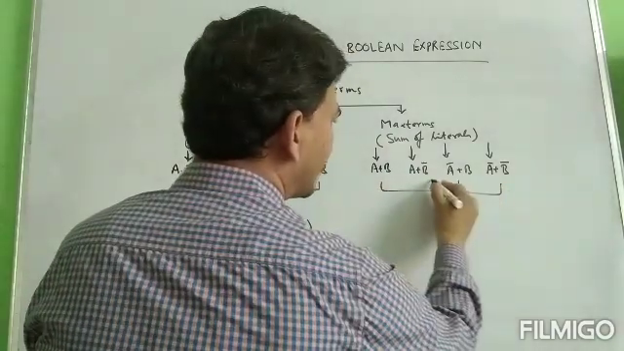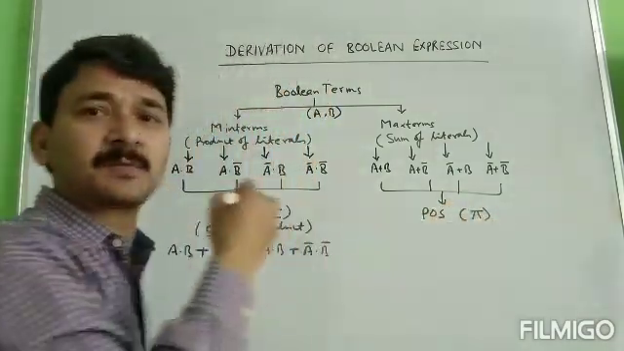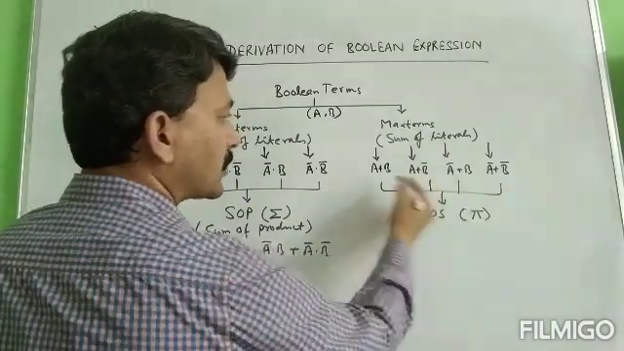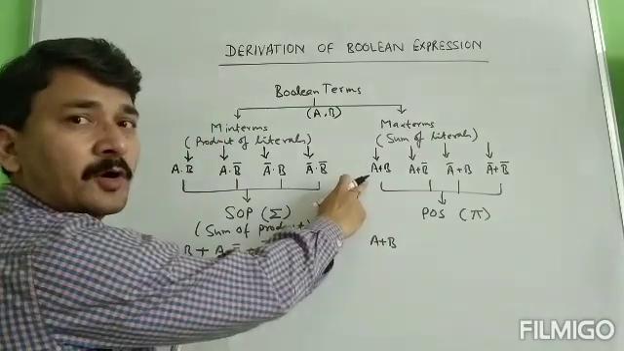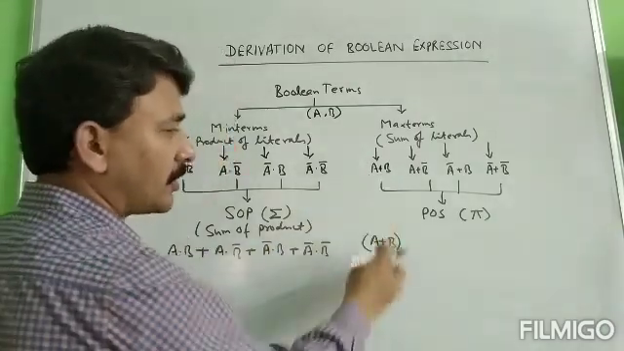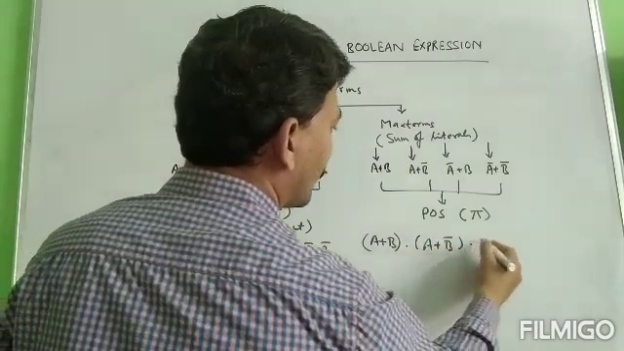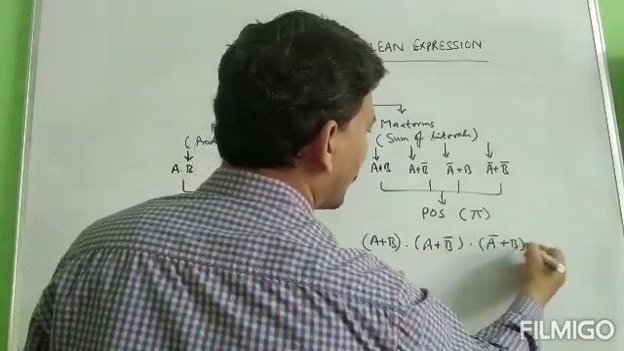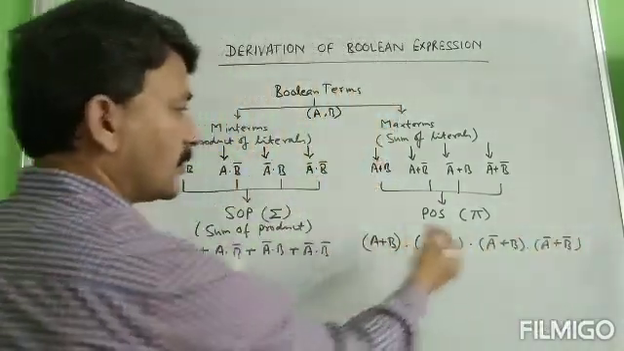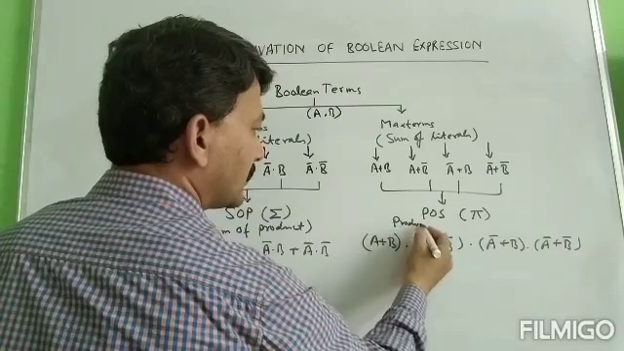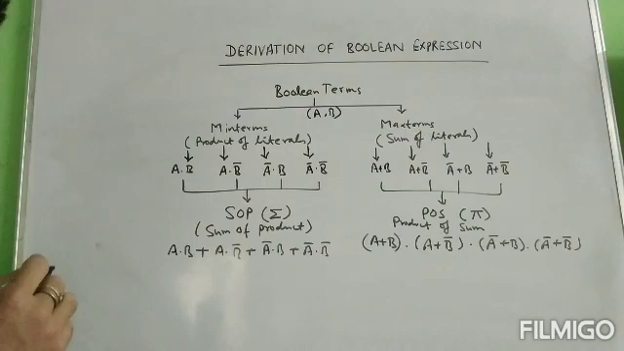If you combine these 4 maxterms, you will get the POS expression. The sign used is pi, the product of the sums. So (A or B), whenever you write an OR term, use brackets. Always enclose an OR term in brackets: (A or B) and (A or B naught) and (A naught or B) and (A naught or B naught). So this is POS. POS means product of sums.